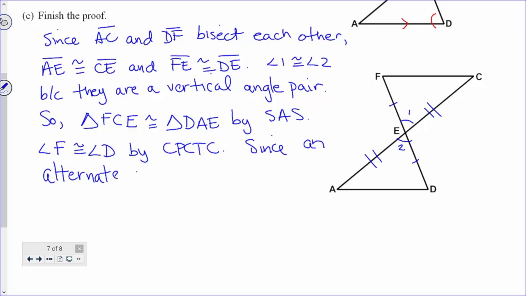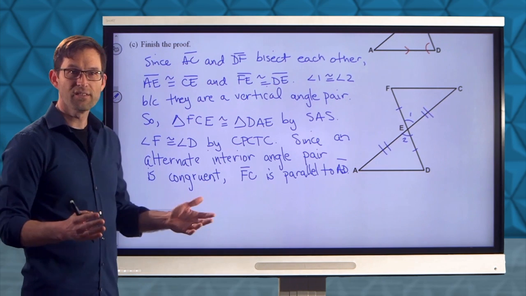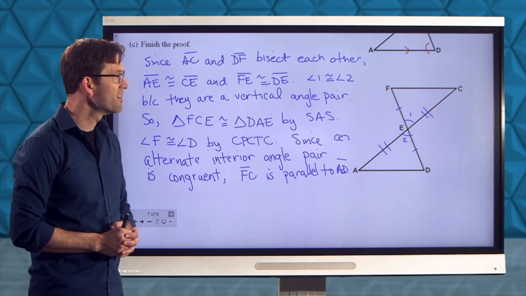Now I can say, since an alternate interior angle pair is congruent, FC is parallel to AD. Isn't that awesome?